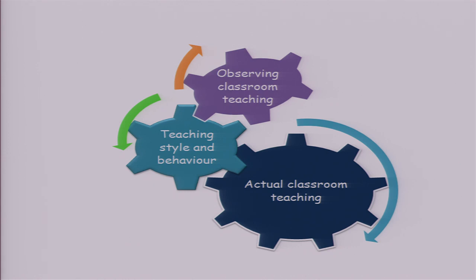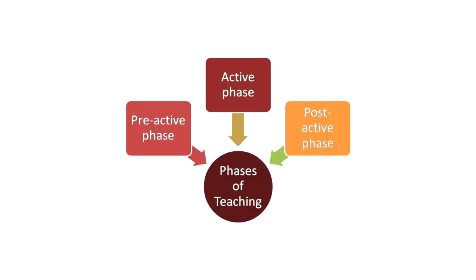What are the teaching styles of each teacher? When we think of teaching styles, we can see whether a teacher is a democratic teacher, an autocratic teacher, or an authoritative teacher. So different styles are adopted by teachers in the classroom. And when we look at actual classroom teaching, we can see that teaching takes place in three phases: the pre-active phase, the active phase, and the post-active phase.